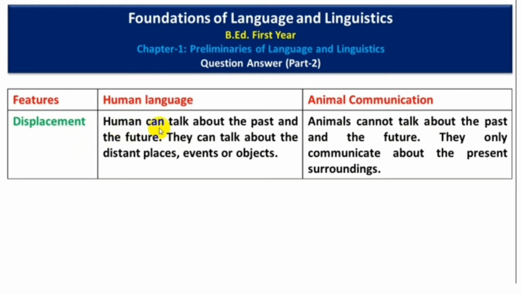Displacement. Humans can talk about the past and the future. They can talk about distant places, events, or objects. Animals cannot talk about the past and the future. They only communicate about the present surroundings.